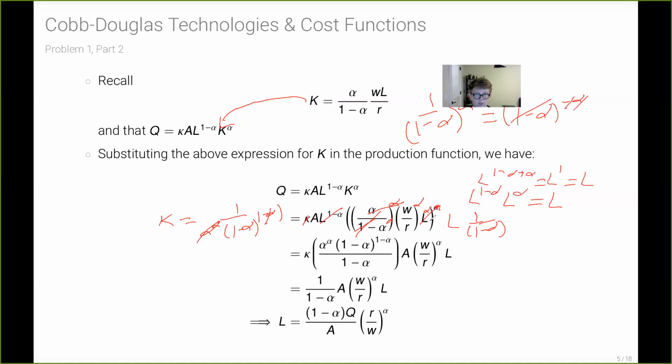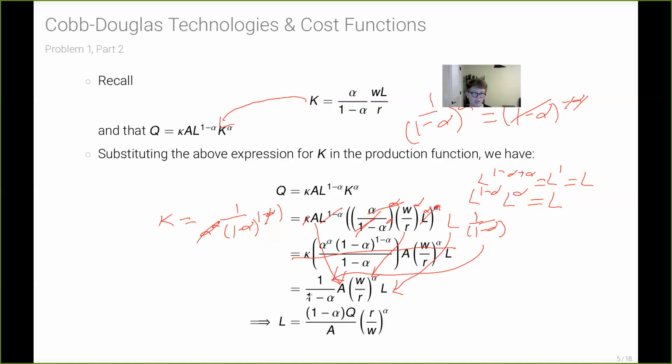Okay. So I don't see anything more that we can do. So I'm going to skip this line here. I've just jumped down to here. So we bring down this 1 minus alpha. We bring down this A. We bring down this W over R to the alpha. And we bring down this L here.